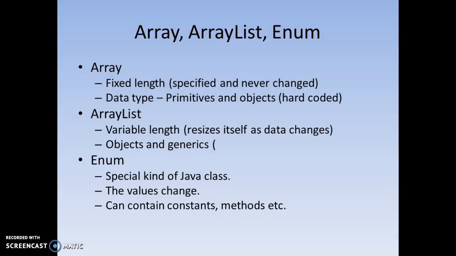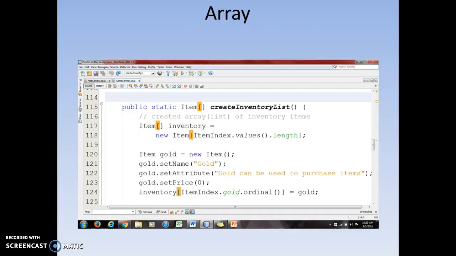It stays the same. An array list, on the other hand, is similar to an array, but it resizes itself as the data changes. So if you get more data or less data in that array list, then the size of it, the length of the array, that's the better word, length, can actually vary with an array list. An enum is actually a kind of Java class, and the values in it are changing. I'll show you an example of that in a second.